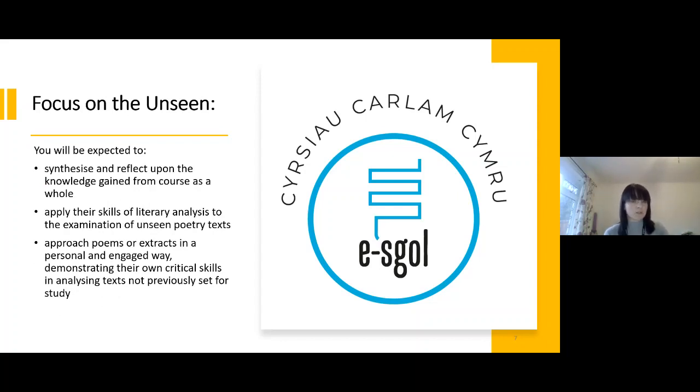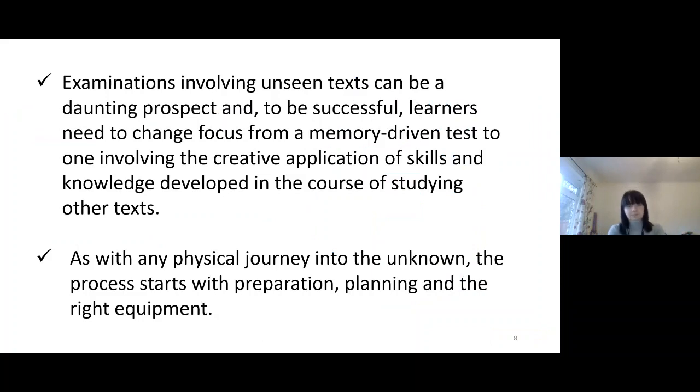When it comes to the unseen, which is possibly the most complicated or difficult aspect of the Unit 3 paper, you're going to be expected to synthesize and reflect on the knowledge gained from the course as a whole, okay? And then apply these skills, the literary analysis that you have developed, to unseen poetry texts, okay? Approach poems or extracts in a personal and engaged way, and demonstrate your own critical skills, okay, in analysing these texts. So the examinations that involve the unseen text most definitely are quite daunting, okay?